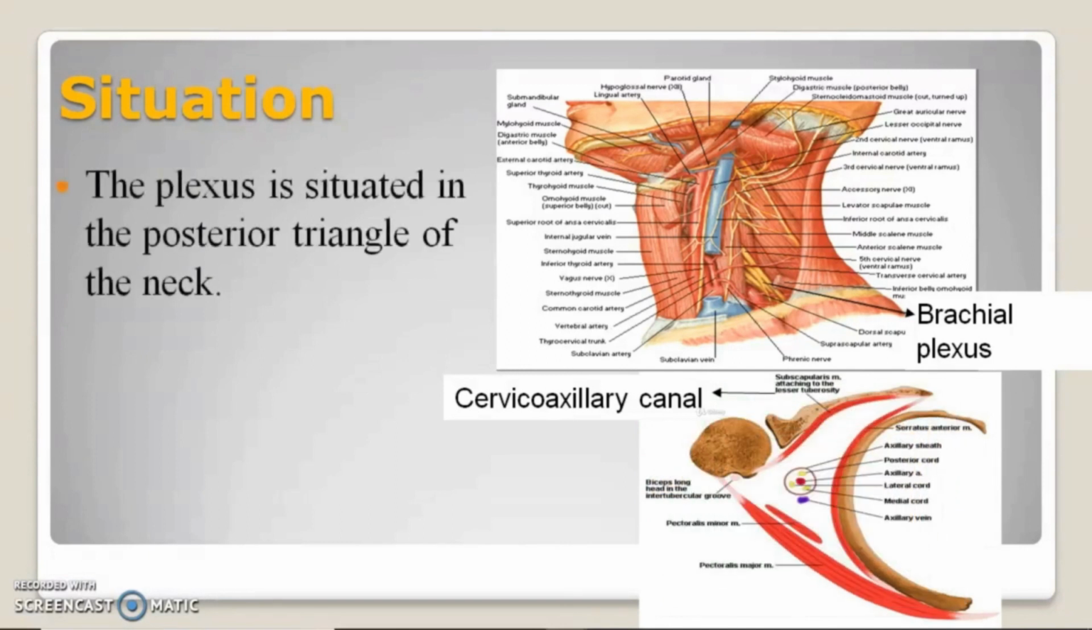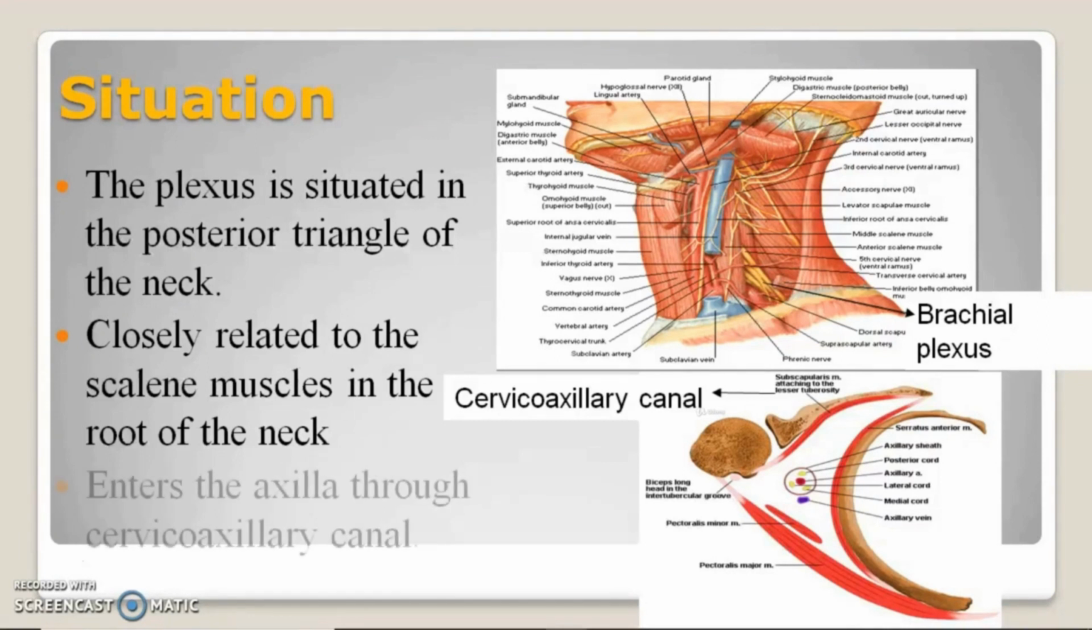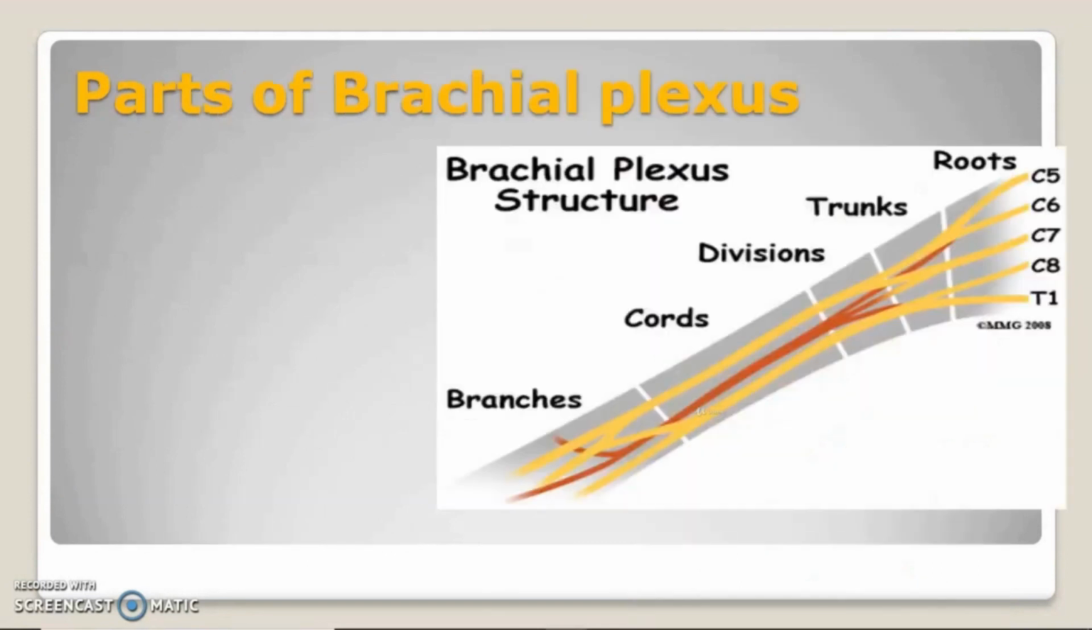Same thing here. The plexus is situated in the posterior triangle, and another important thing you have to remember is that the posterior triangle has floor muscles such as the scalene muscles. So this nerve plexus will be closely related to these scalene muscles, and after coming out it reaches the cervico-axillary canal, and then the axilla. That's all about location. Now we will move on to parts of the brachial plexus.